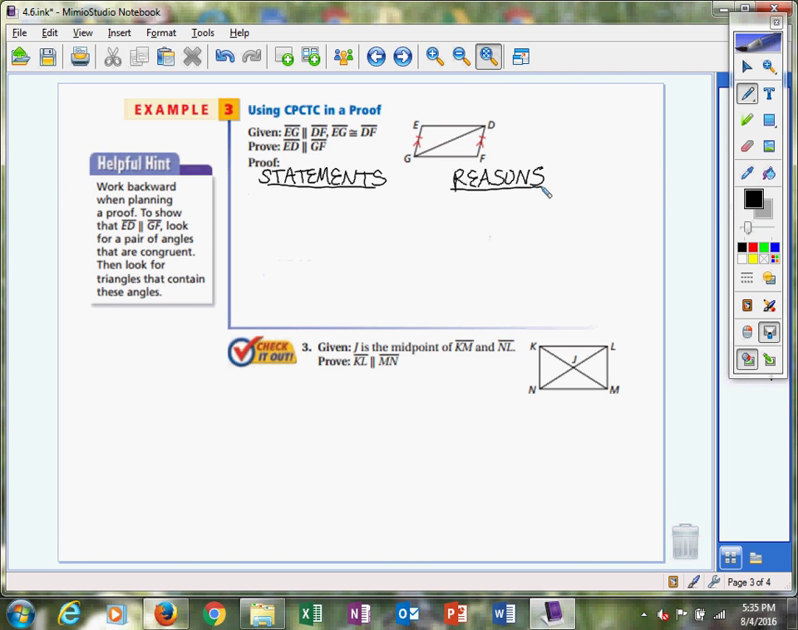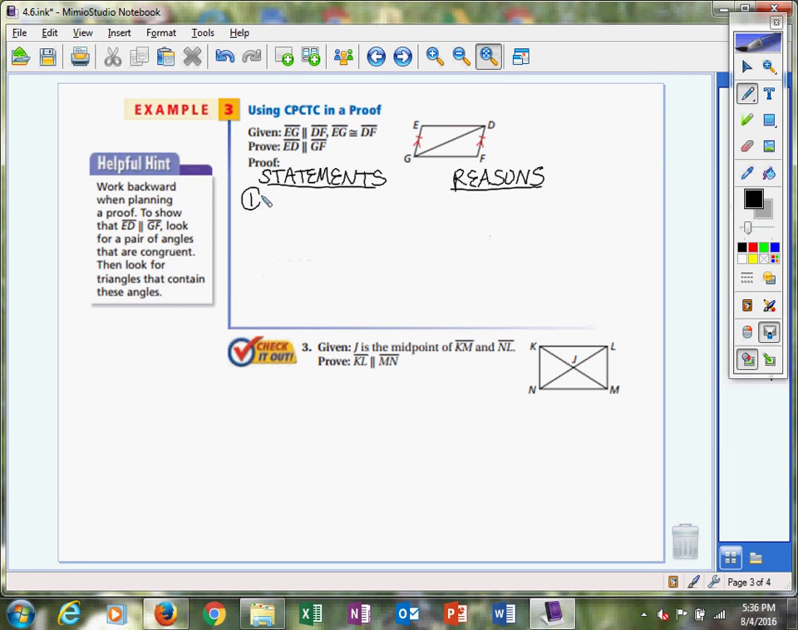Then we can use CPCTC, and once we understand what the angles are that we're looking for, maybe we can use some converses that we learned in previous chapters to help prove that the other sets of lines are parallel. One set of lines has been given as parallel. We need to prove that the other set of lines are parallel to each other. Okay? So does that kind of give us a little bit of a game plan, I hope.